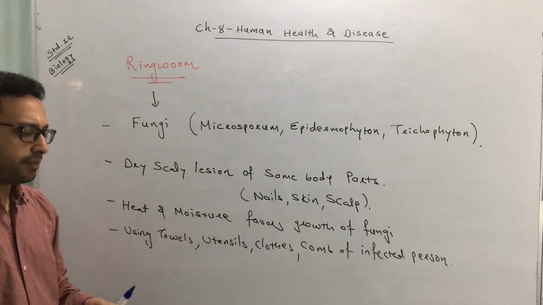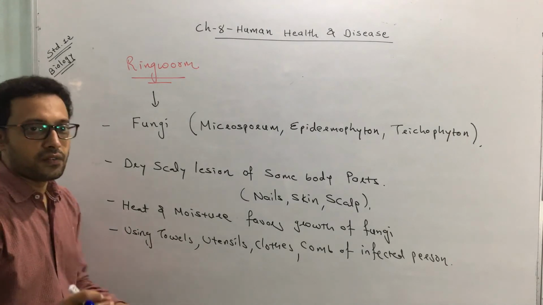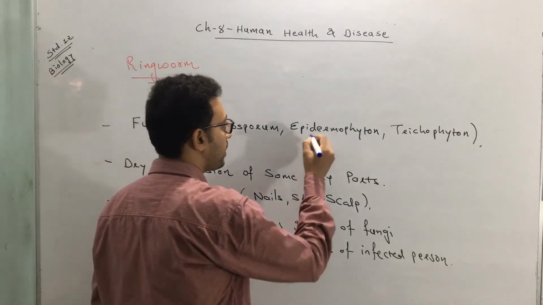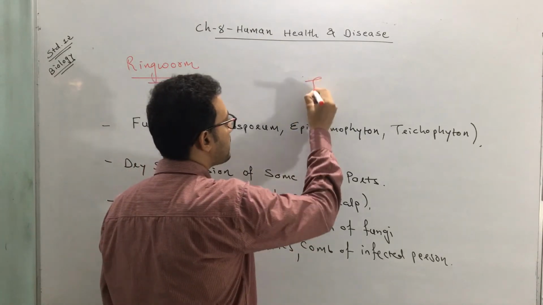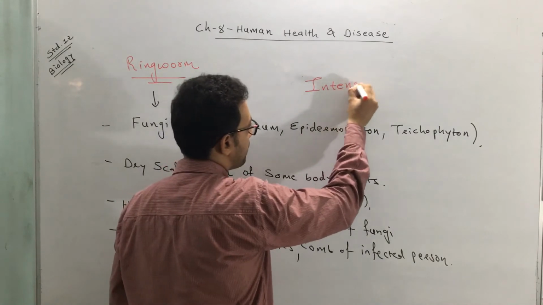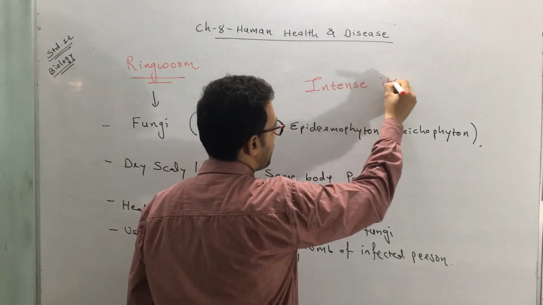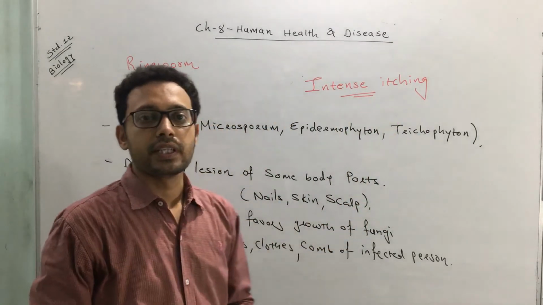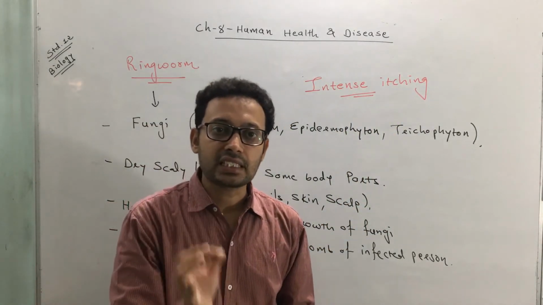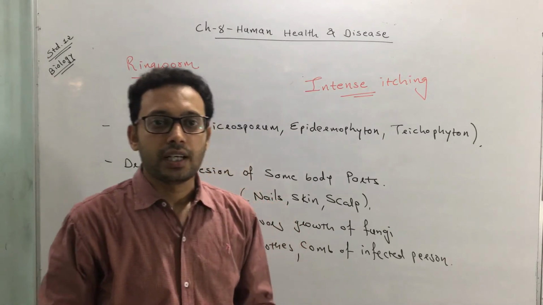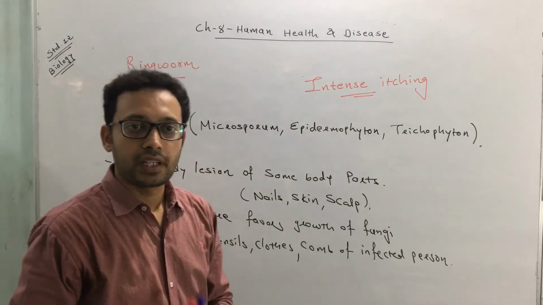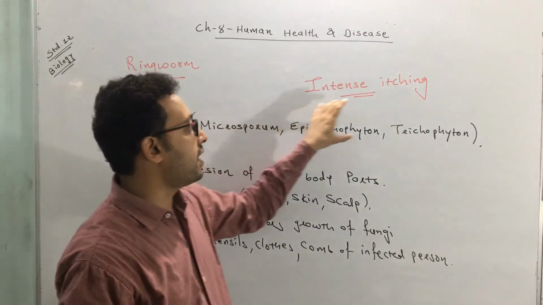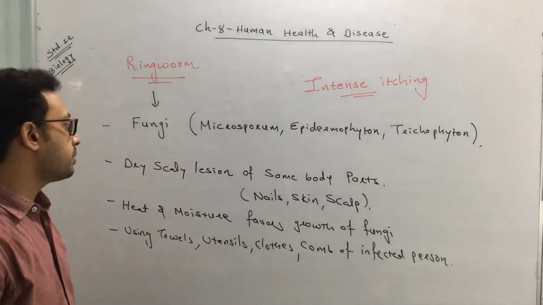If you see its usual symptoms, what are the usual symptoms? Wherever there is an appearance of dry scaly lesions, at that location it causes intense itching. These are the usual symptoms that appear in ringworm. Clear? So it is caused by fungi: Microsporum, Epidermophyton and Trichophyton. They are responsible for it.